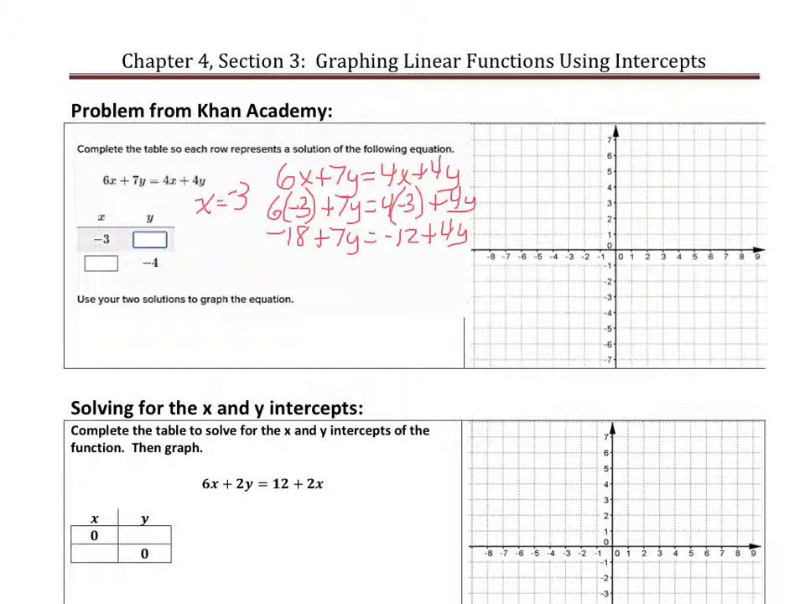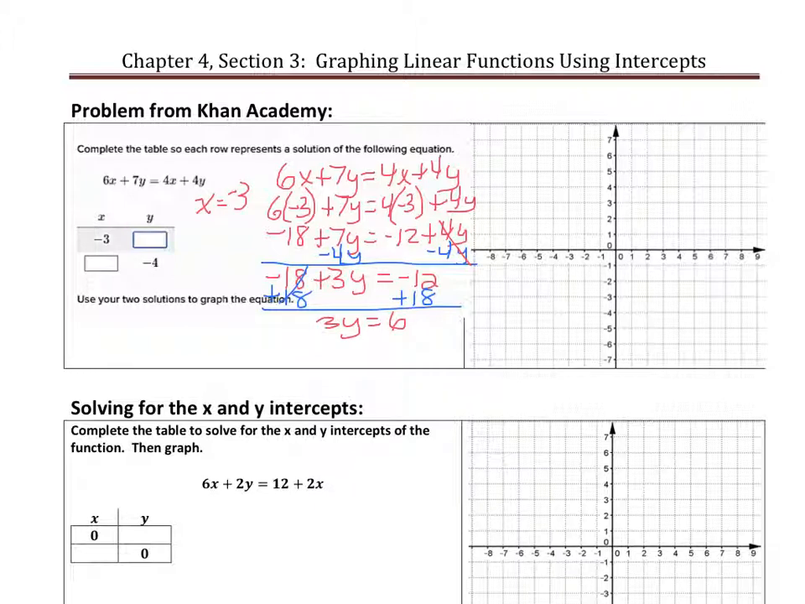I am going to subtract 4y from this side and bring it over here with 7y. So I end up with -18 plus 3y equals -12, and these cancel. Now I'm going to bring that 18 over here with the 12. So I end up here with cancellation. 3y equals 6. I'm going to divide both sides by 3. And I obtain y equals 2. So here I know y equals 2.